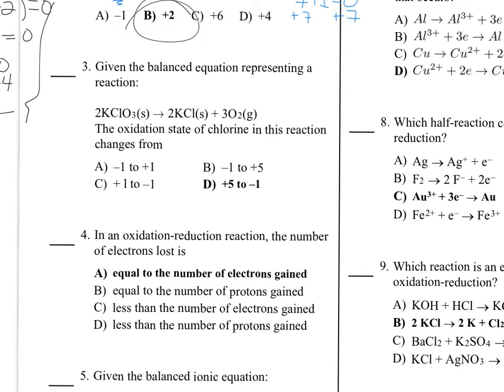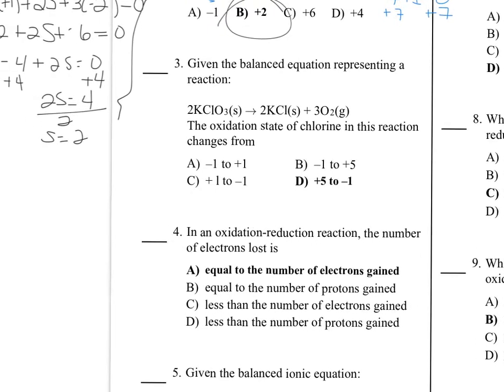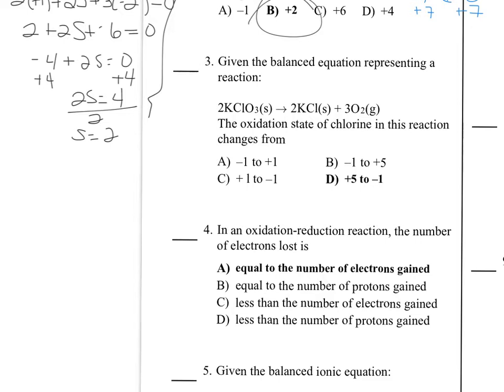Alright, number 3. Given the balanced equation representing this reaction, the oxidation state of chlorine changes from a what to a what? I think we've actually had a similar question to this. We've got chlorine over here, and we've got chlorine over there. The easy way to do this is to know, okay, K and Cl, so this is a +1, so this must be a -1, so I know that I'm going to end up a -1, so that leaves me with D, and it leaves me with C, so A and B are out. So now I need to figure out what's chlorine over there.